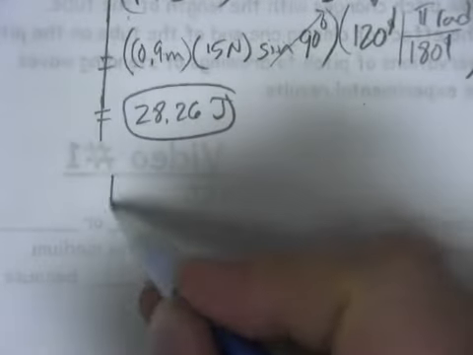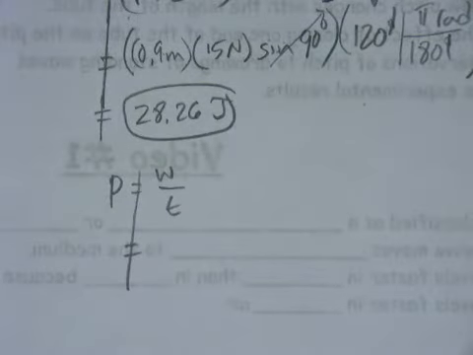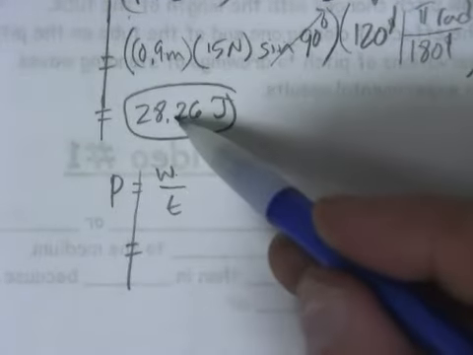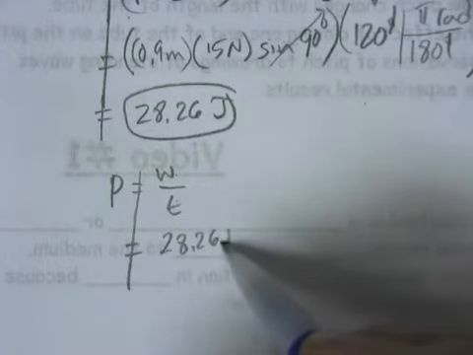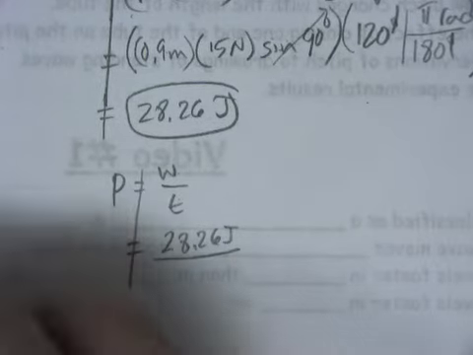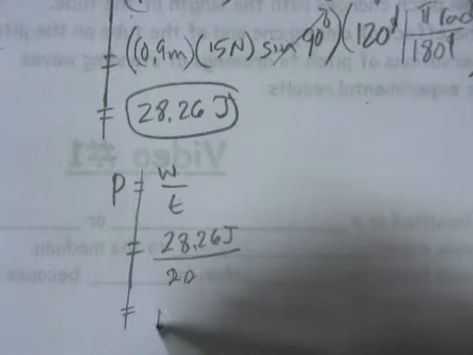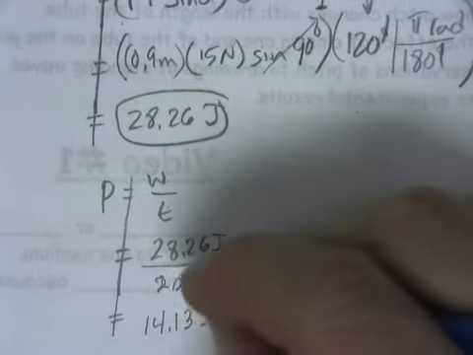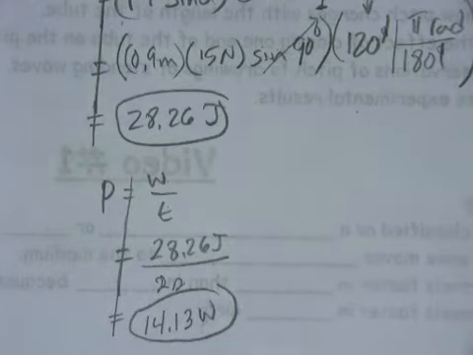And the power, we're just going to reach back and grab this equation here. That's the power equation, which is the amount of work that I do, which is this guy, and how long it takes me. So we have 28.26 joules divided by the time, which is 2 seconds, and then that gives me 14.13, and it's not going to be measured in joules. 14.13 watts, and there it is. Hopefully that helps. That's number 35.